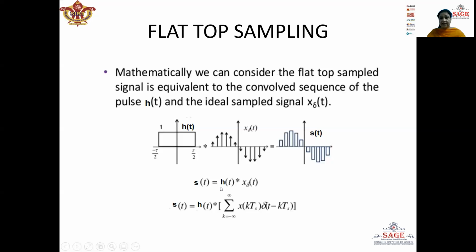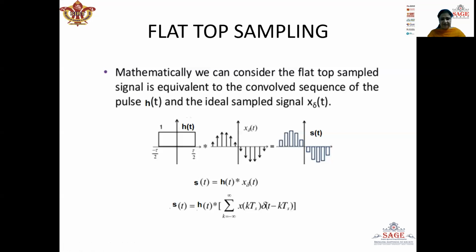Now we will consider the mathematical analysis of the flat top sampling technique. Here we have seen that s(t), which is the flat top sample signal, is given as h(t) in convolution with x_delta(t). Now x_delta(t) is an instantaneous sample signal, so it is represented by the expression summation k equal to minus infinity to infinity x(kTs) delta(t minus kTs). And the rest of the equation is shown as such: s(t) is given as the convolution of h(t) and x_delta(t).